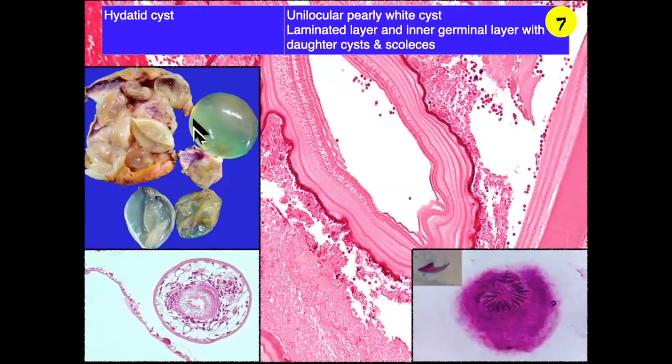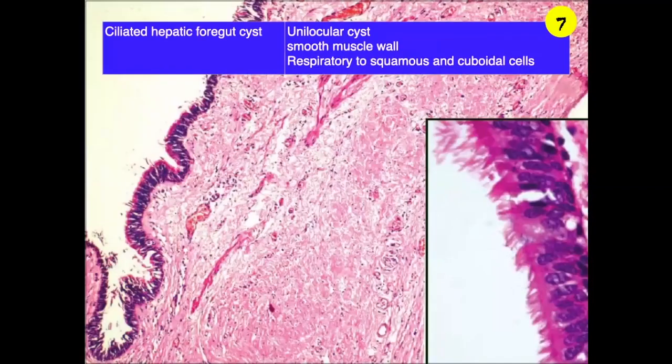This is another classic picture grossly. It's a grape appearance, and microscopically laminated acellular eosinophilic hyaline material with the daughter cysts and hooklets. Classic diagnosis of hydatid disease.